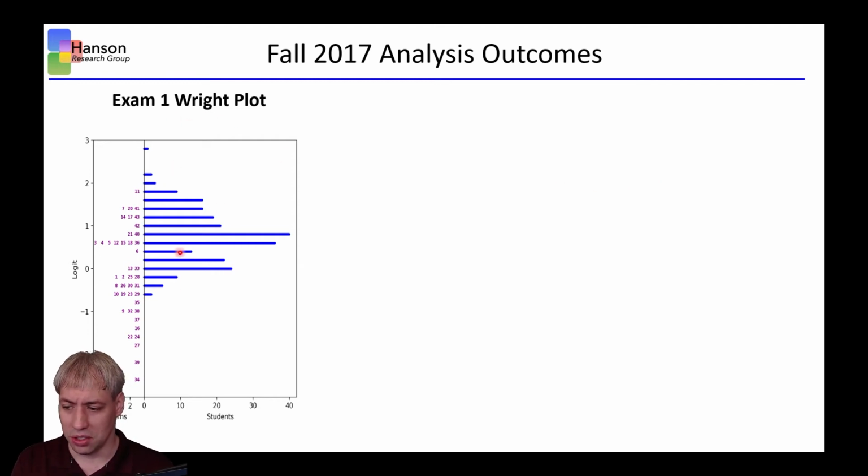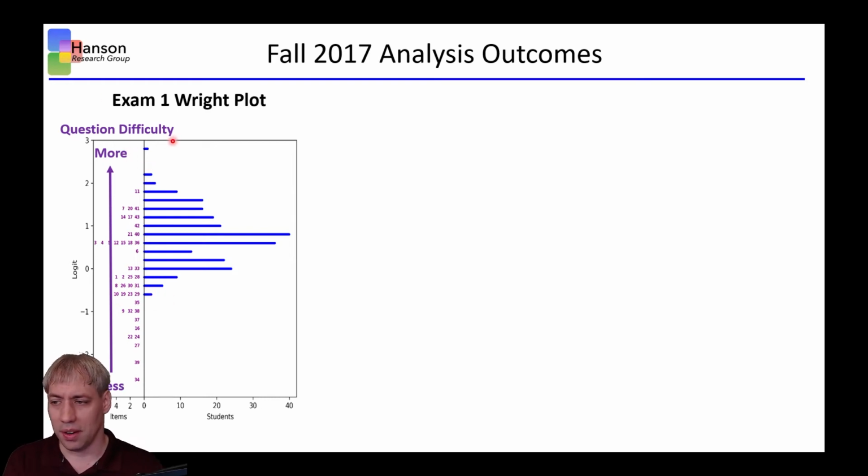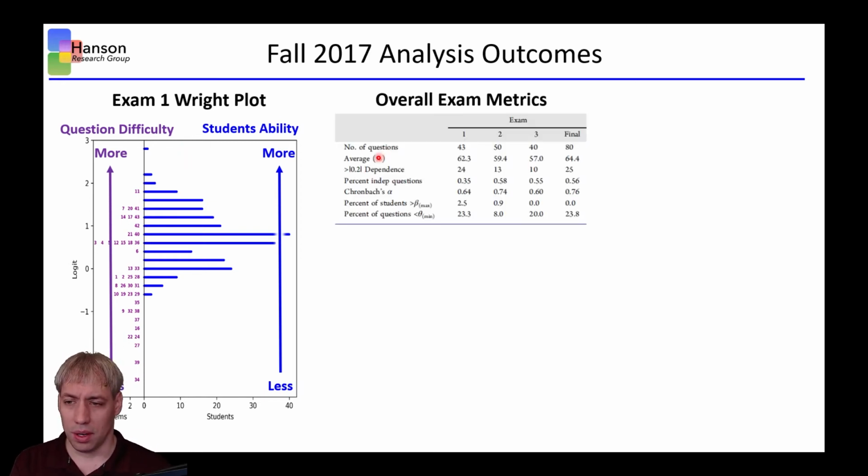It shows a distribution of student abilities on this side, and a distribution of question difficulties on this side. You can see the less difficult questions are down here and the more difficult questions up here; the lower ability students show up down here, the higher ability students show up here. So we get student ability, we get question difficulty, and then we do all our statistics and get a whole bunch of exam metrics.